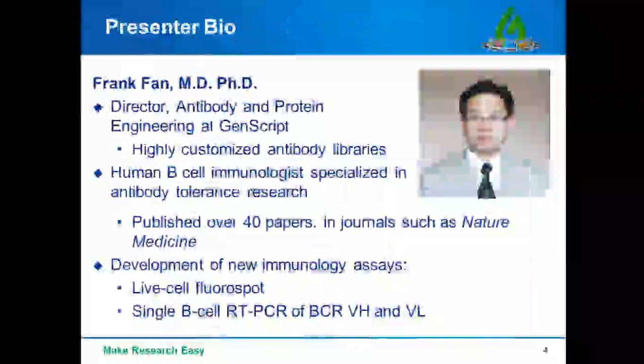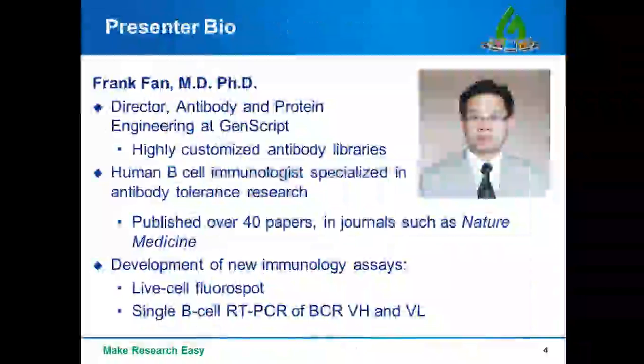And now I will introduce Dr. Frank Fan, who is the Director of the Antibody and Protein Engineering Department here at GenScript. Dr. Fan is a human B-cell immunologist specialized in transplant immunology. Prior to joining GenScript, Dr. Fan was a senior research associate at the Hospital for Sick Children at the University of Toronto in Canada. His research was the first to demonstrate that antigen-specific antibody tolerance can be intentionally induced in humans, and this work was published in Nature Medicine.